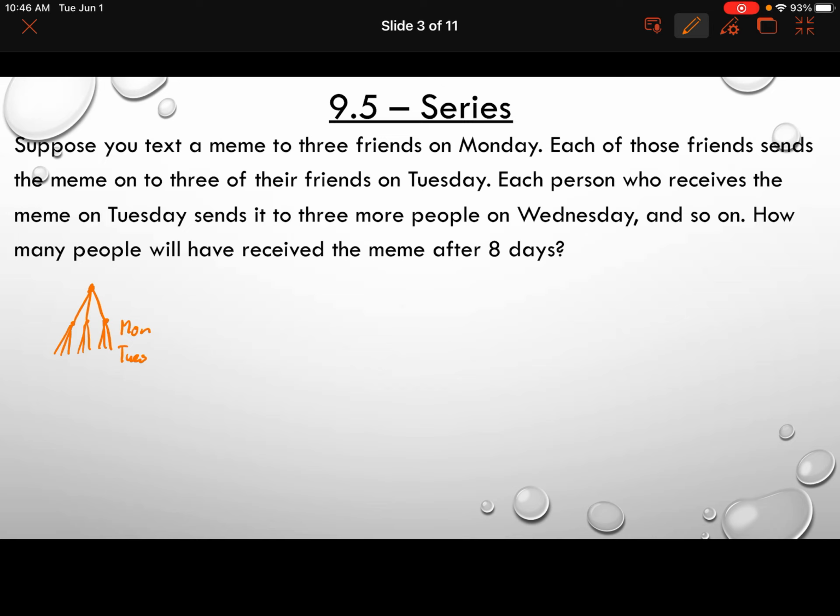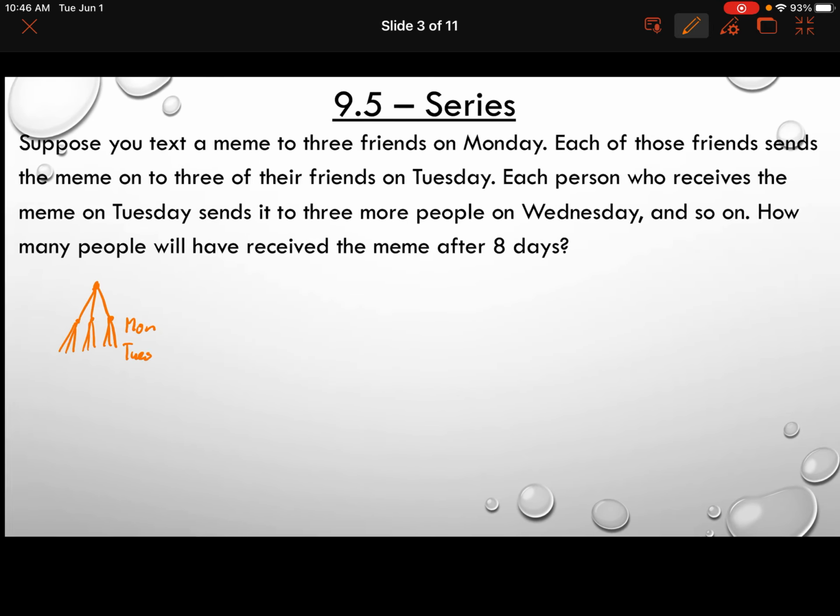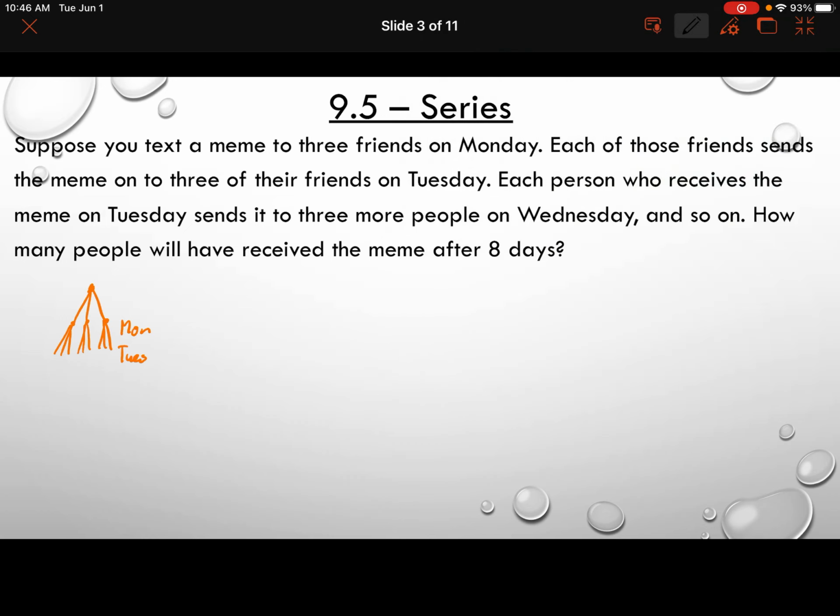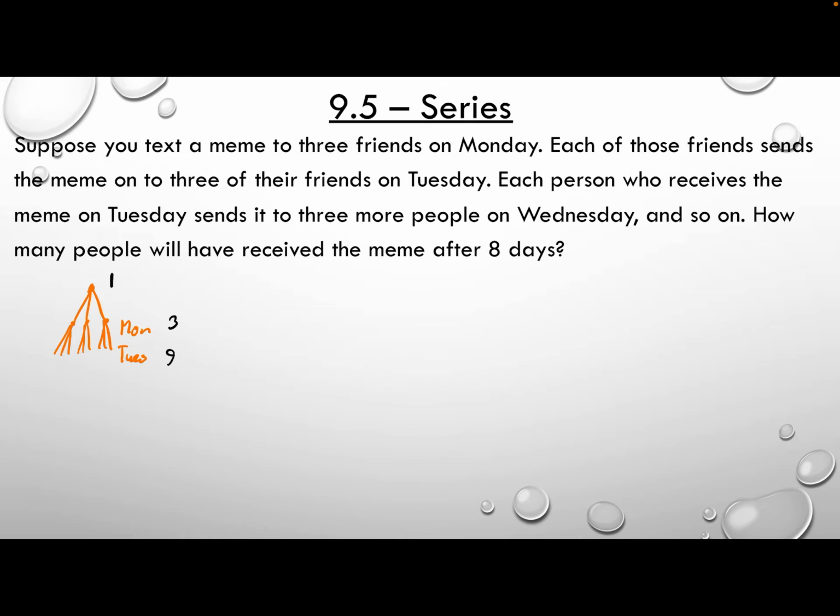Well, let's see. We know we start off with 1 person, right? 1 person has seen the meme. Then on Monday, it's 3 people. Then on Tuesday, it would be 9 people. If you were to just count up each of those points, you would see it's 9 people. And the next one would be 27, and so on and so forth. We do have a geometric sequence here, right? Because we have a common ratio of 3. We're multiplying by 3 to get to the next term.